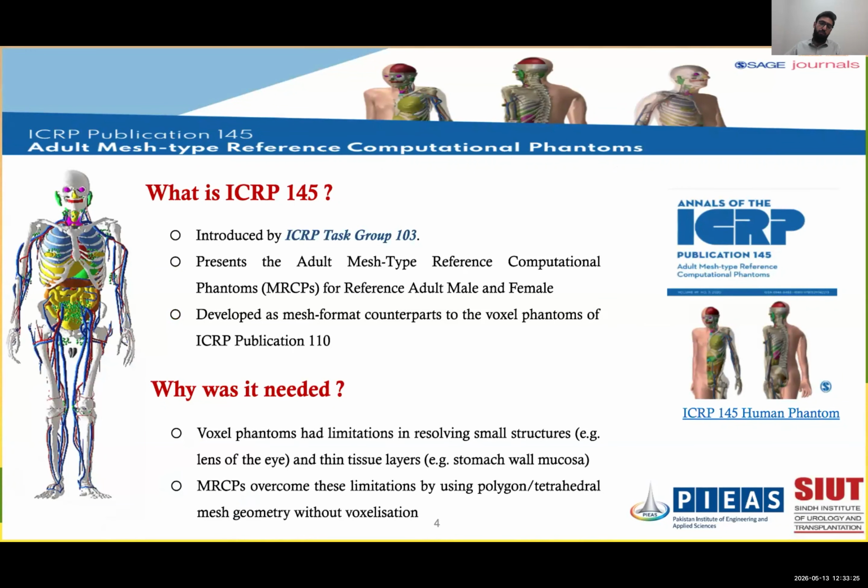Starting from the ICRP-145 phantom. So basically, what is ICRP-145? This phantom was introduced by ICRP Task Group 103, and it presents the adult mesh-type reference computational phantom for both male and female. These phantoms represent a significant advancement over the earlier voxel-based phantoms. The main limitation of the voxel phantoms, which is the reason we need the ICRP-145 phantom, is that they have limitations in resolving small structures like the lens of the eye and thin tissue layers like the stomach wall and mucosa. Now, MRCP overcomes these limitations by using a polygon and tetrahedral mesh geometry, using voxelization. That is a bit advanced, and it has more precise geometry, organ orientation, and anatomical precision.